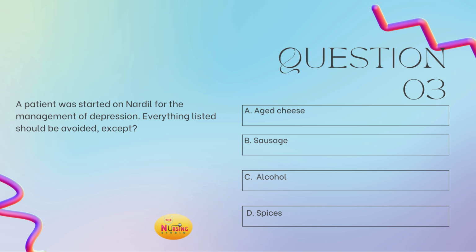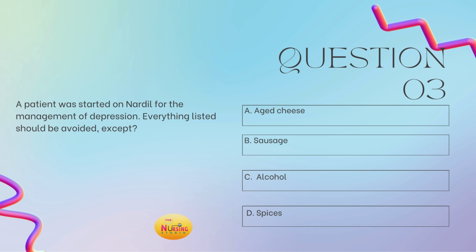All right, so the stem here states everything listed should be avoided except. So we're looking for the incorrect answer, right? So you have to know your medicines and the drug class and what you would avoid, the contraindications, things of that nature. So Nardil is an MAOI.